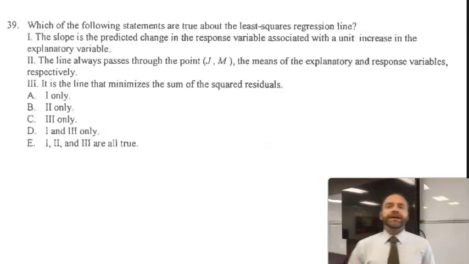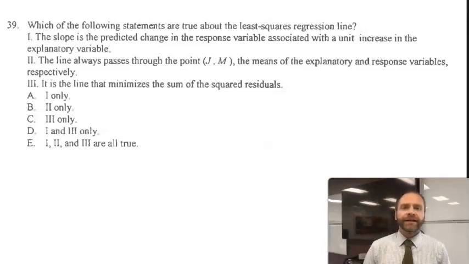We're looking at question 39 on the AP Statistics Midterm Review Packet. In this one, it's one of those Roman numeral multiple choice questions. These are great. They are really good with getting better at definitions, at concepts, at little tiny details. So let's go ahead and start this one.